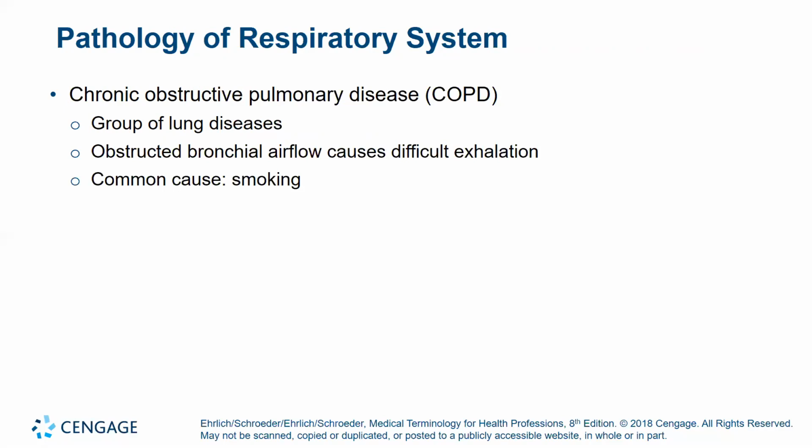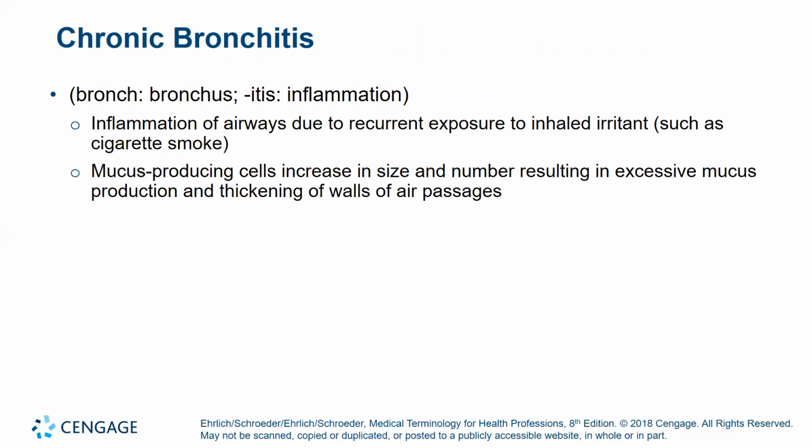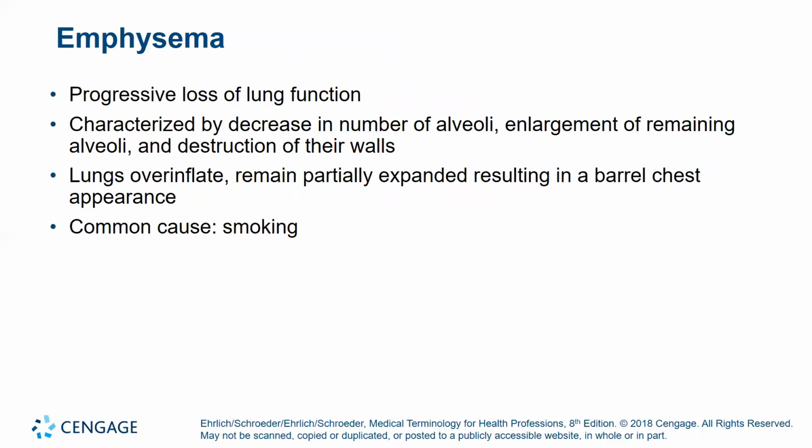Most people with COPD suffer from related conditions, chronic bronchitis and emphysema also. Chronic bronchitis then is bronchus, itis is inflammation, so it's just inflammation of the bronchus. And of course, this is also related to cigarette smoke. We have emphysema. It's a progressive loss of lung function. Common cause: smoking. Lungs over-inflate, remain partially expanded, resulting in a barrel chest appearance.